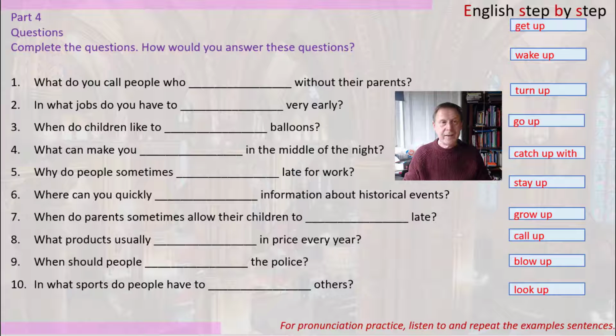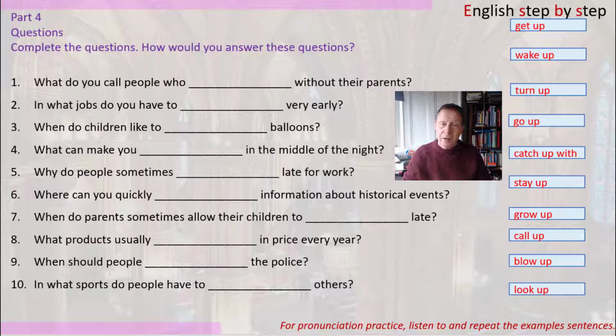So here's the practice exercise. Now, one of the best ways of remembering vocabulary and practicing vocabulary is by asking and answering questions. So the first stage of this exercise is to look at the questions and complete them using the phrasal verbs in the list on the right.